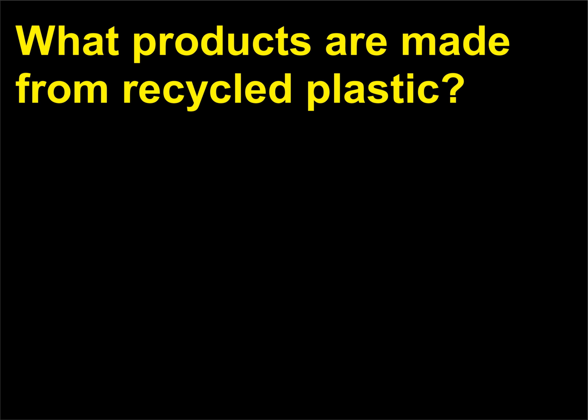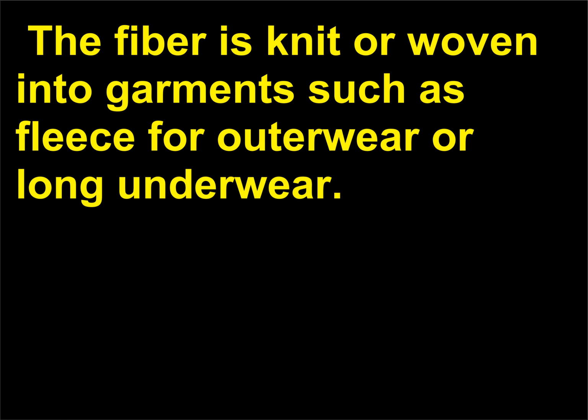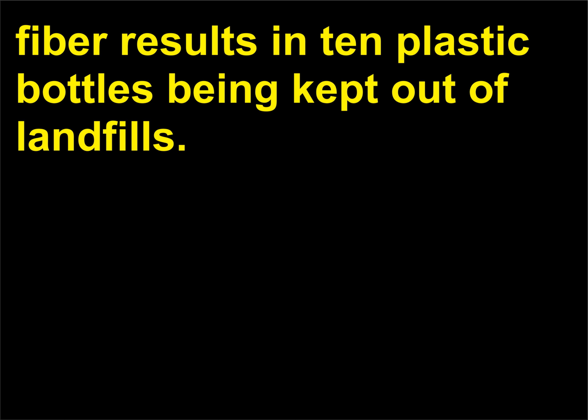What products are made from recycled plastic? A new clothing fiber called Fortril EcoSpun is made from recycled plastic soda bottles. The fiber is knit or woven into garments such as fleece for outerwear or long underwear. The processor estimates that every pound of Fortril EcoSpun fiber results in 10 plastic bottles being kept out of landfills.